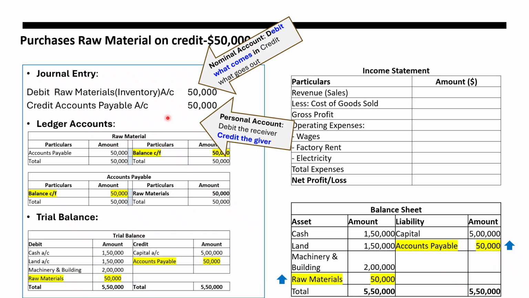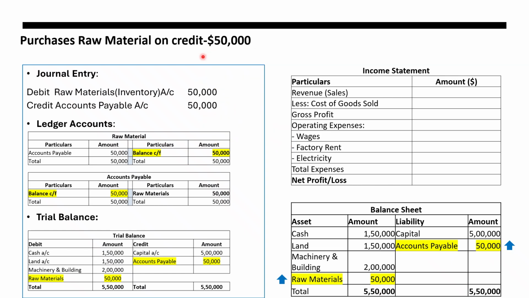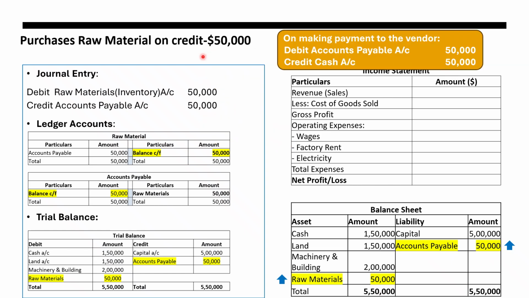Now towards the end of the credit period, what will happen? We have to pay cash for 50,000. So at that point, what happens? Accounts payable is debited. Basically, this is reversed so that accounts payable has a debit of 50,000 and credit of 50,000. The net balance in accounts payable will be zero after the payment is made. So on payment, accounts payable will be debited and cash will be credited.